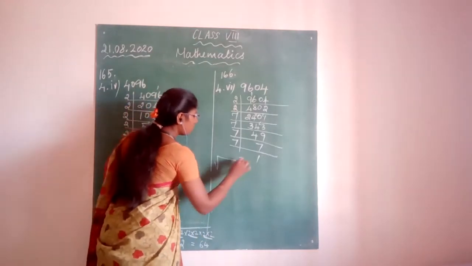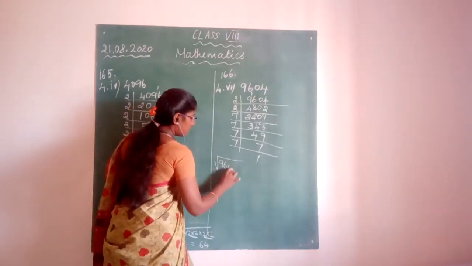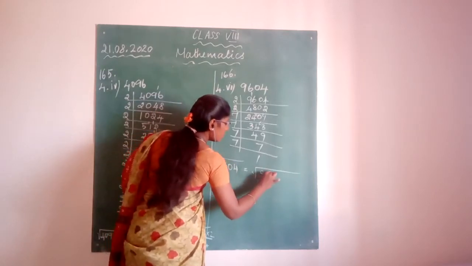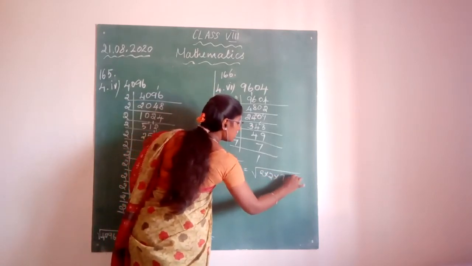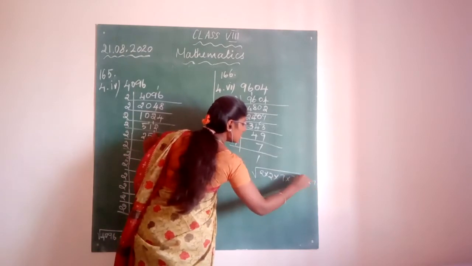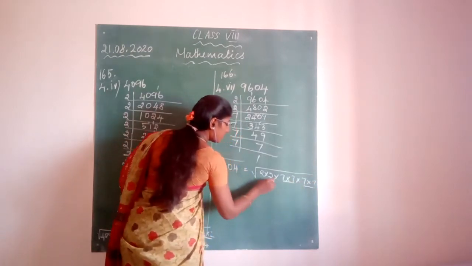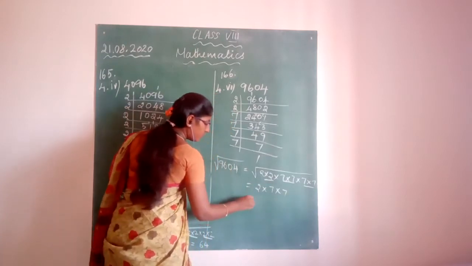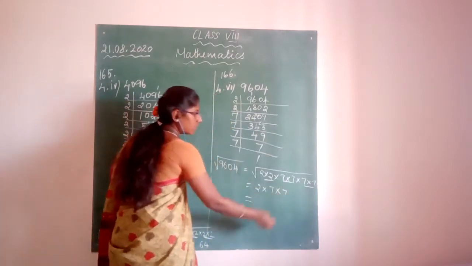Then you have root of 9604 is equal to root of 2 into 2 into 7 into 7 into 7 into 7. So you have a number from each pair. So 2 7s are 14, and 14 into 7 is how much?